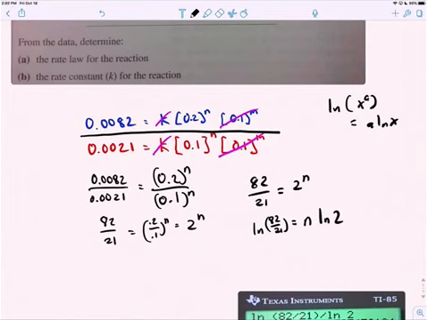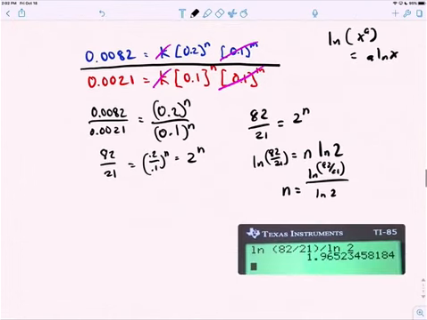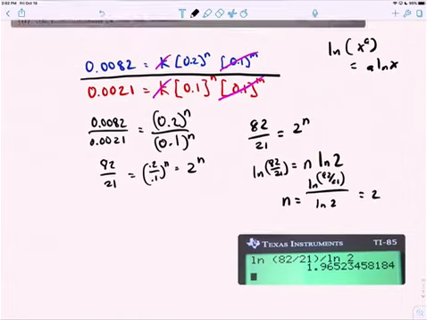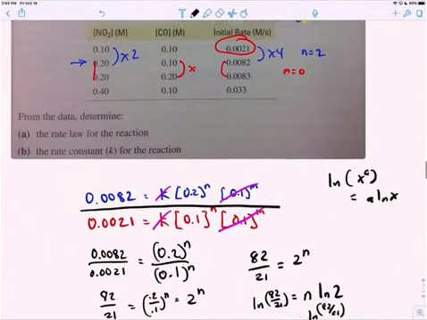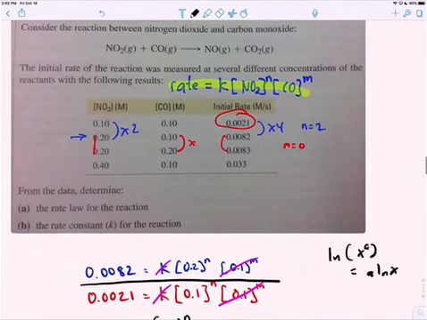So this means then our n is equal to the natural log of 82 over 21 all over the natural log of 2, and that is equal to 2. So that's the way you do it, doing the long way mathematically.